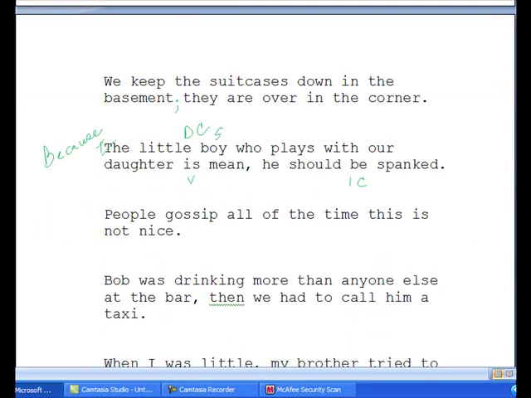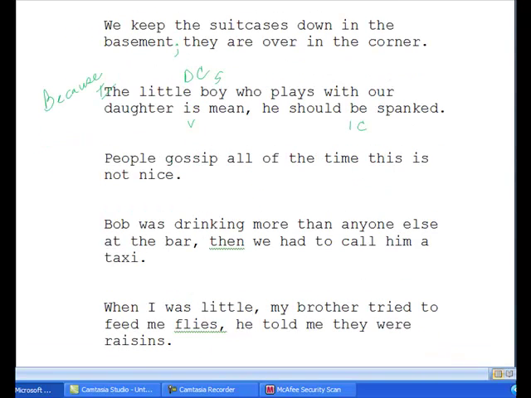Let's look at it. Well, how many more have we got? How about we have three more? Let's do these. People gossip all of the time. This is not nice. Well, no, it's not nice. And the sentence is equally not nice. This is a terrible sentence. This is a fused sentence.